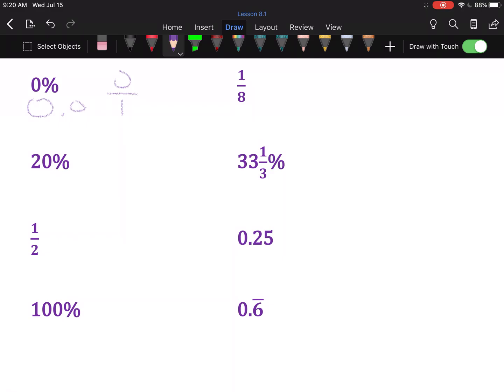1/8, the fraction. First, you have to change it to a decimal by remembering that 1/8 is 1 divided by 8. 1 divided by 8 is 0.125. So there's your decimal form. You divide a fraction to get a decimal. To change a decimal to a percent, you grab that decimal point and move it 2 places to the right. So it'll move over to between the 2 and 5, so it's 12.5%.